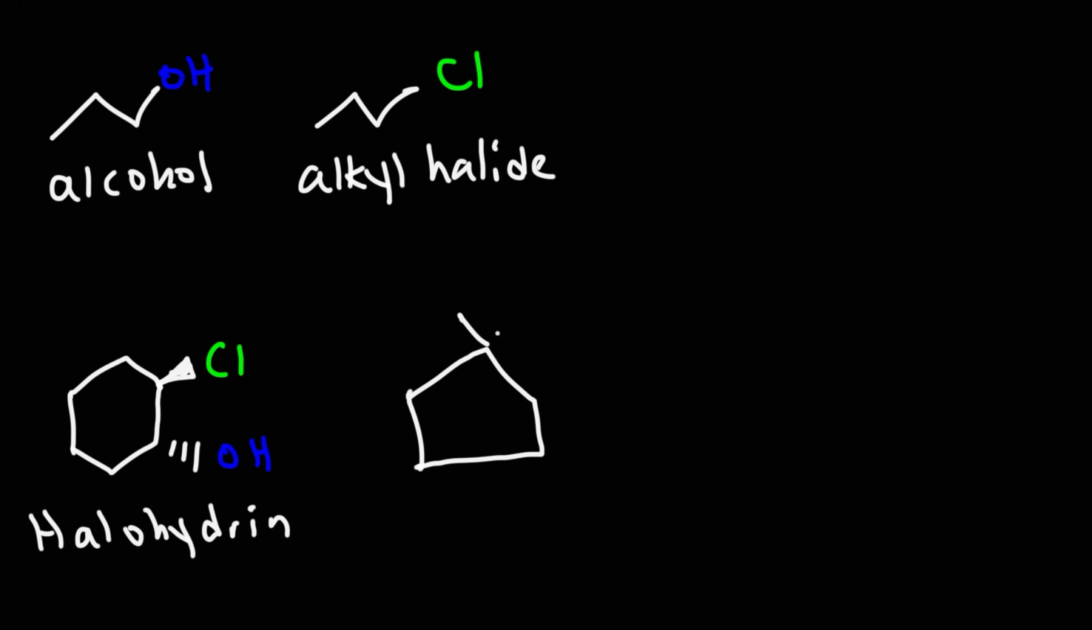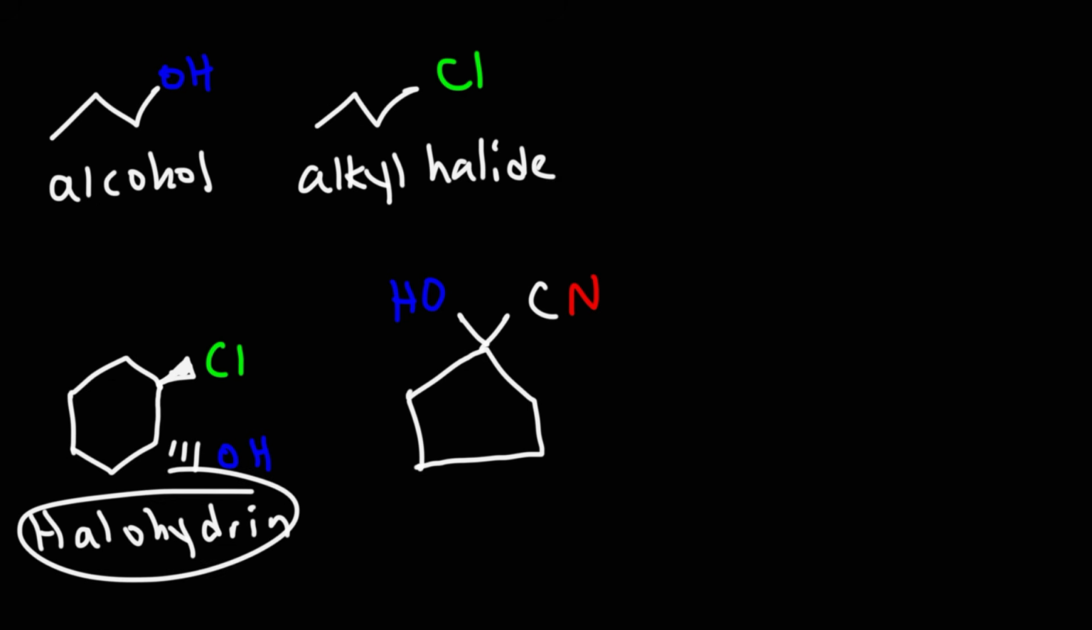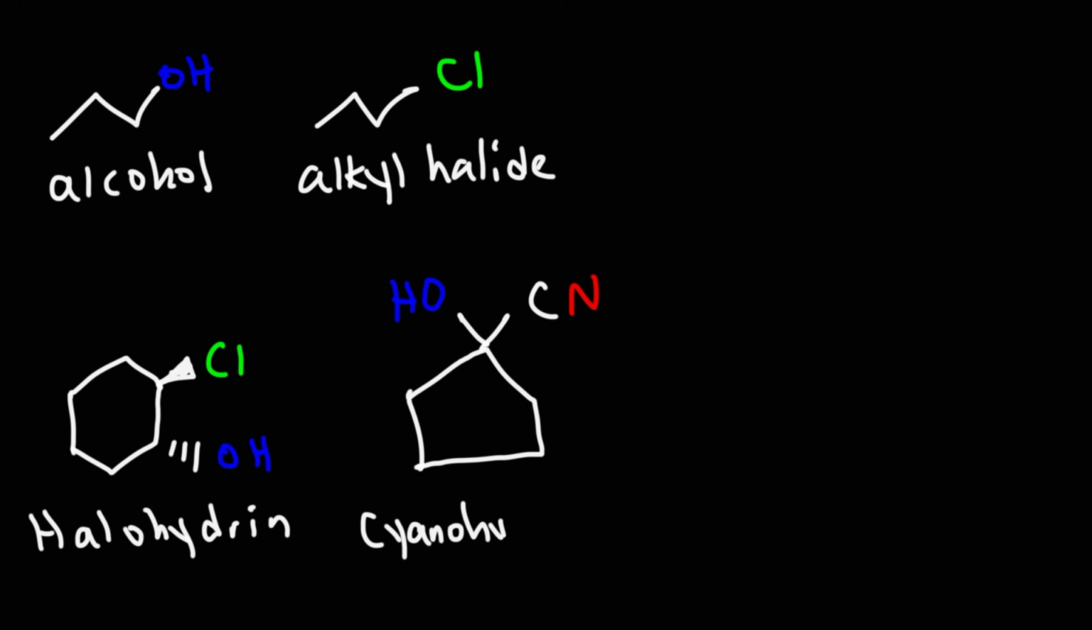Now, what about if we have a CN group and an OH group? So we have an alcohol and a nitro group on the same carbon. What do we call that? So instead of halohydrin, this is called a cyanohydrin, because we have a cyanide group instead of a halogen. So the suffix doesn't change, hydrin.